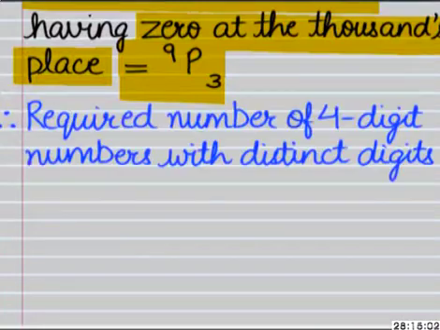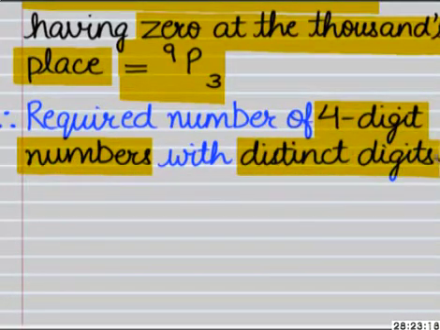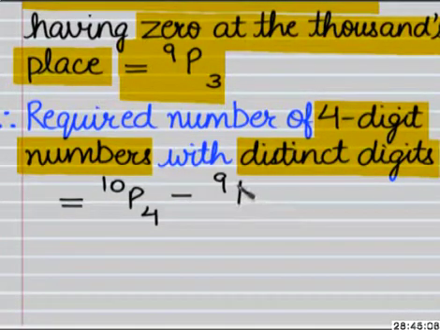Therefore, required number of 4-digit numbers with distinct digits will be equal to total number of arrangements of 10 digits taking 4 at a time, that is 10P4, minus total number of numbers having 0 at the thousandth place, that is 9P3.